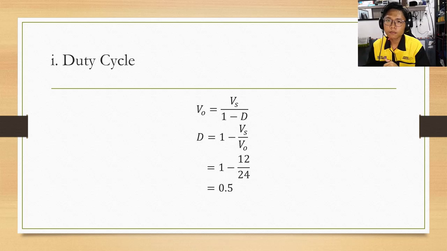We will derive the equation to find the duty cycle. The formula becomes duty cycle D is equal to 1 minus V source over V out. We just have to substitute the values, V source is equal to 12 volt and V out is equal to 24 volt, and then we will get the duty cycle is equal to 0.5.